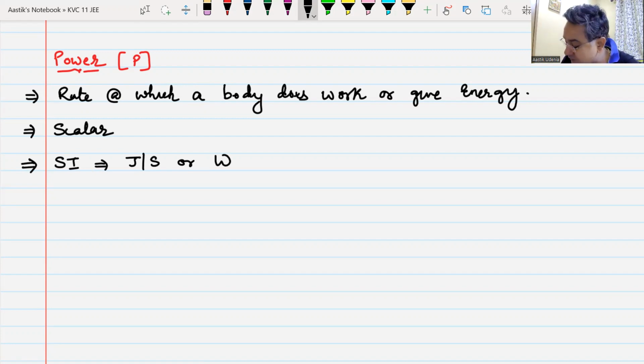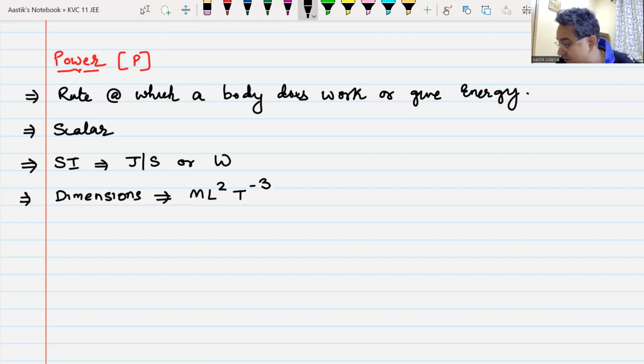What are the dimensions of power? ML2 T minus 2. What are the dimensions? ML2, T minus 2. You don't even know how to find the dimensions of power. What do I do? T minus 3. These are the dimensions of power.